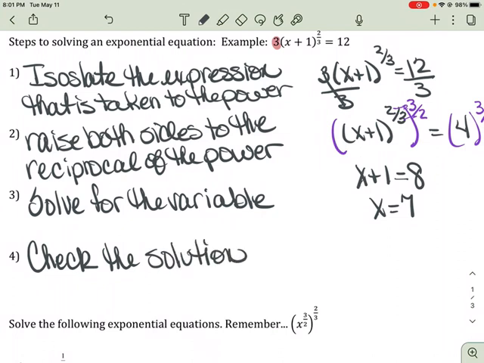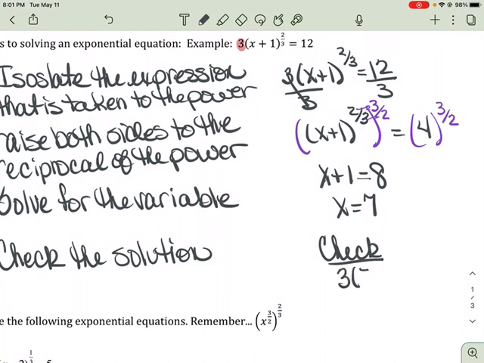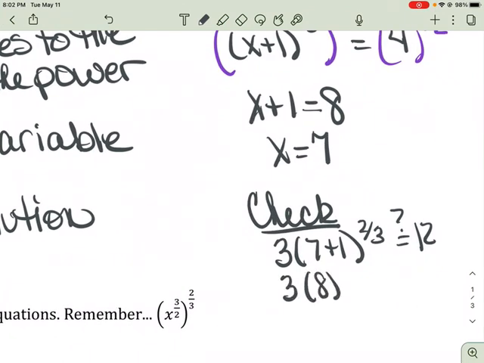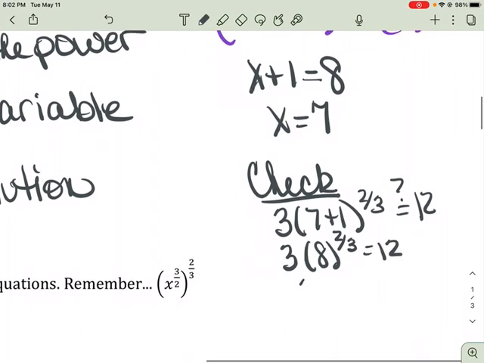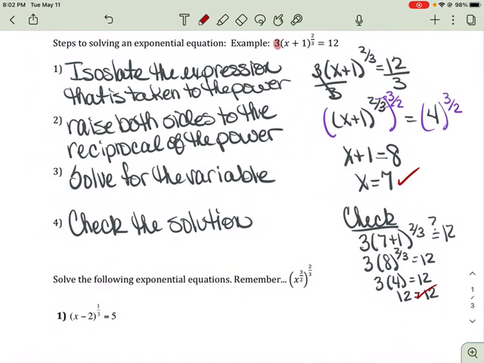Again, it's really important to check your solution. I'm going to do this down here because I ran out of room. We're going to go 3 times (7 plus 1) to the 2/3, and does that equal 12? 7 plus 1 is 8 to the 2/3. I want to say that's 4. So 3 times 4, yes, the two sides are both 12. Huzzah, 7 is our solution. It's awesome when it works out.